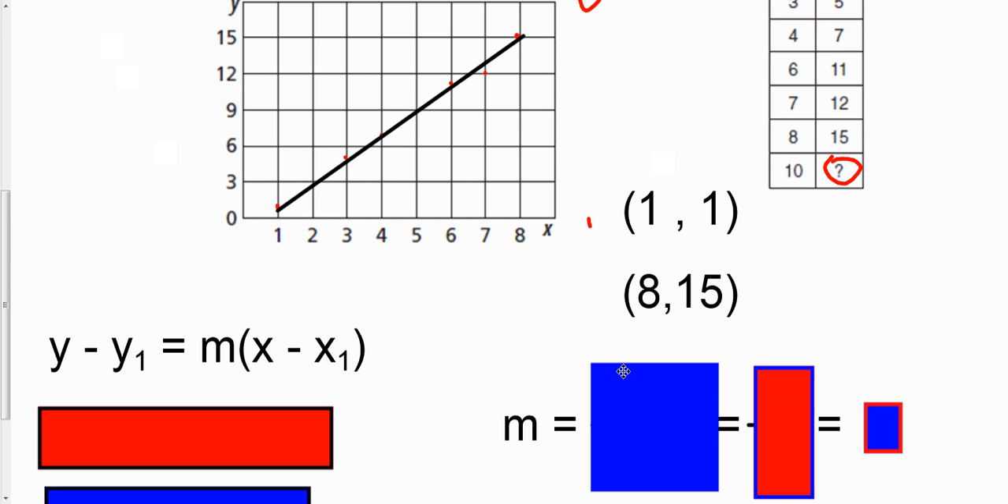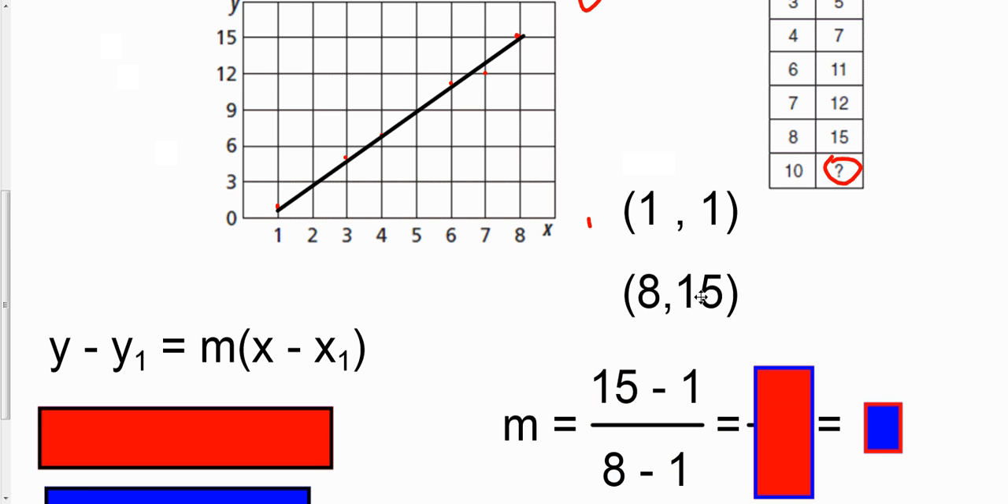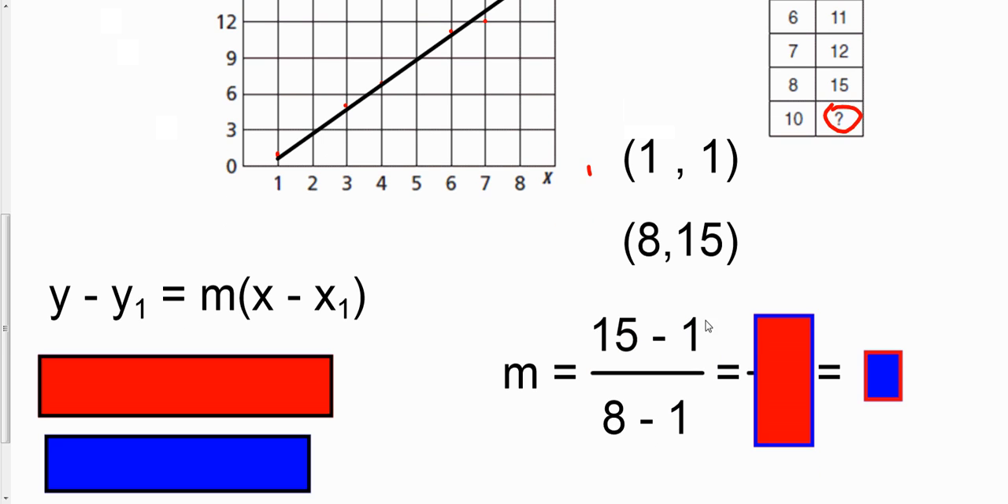We'll use those to find our slope then. So we take 15 minus 1, that's our y2 minus y1, over 8 minus 1, x2 minus x1. We would have 14 over 7, which is the same as 2. So our slope is 2 in this case.